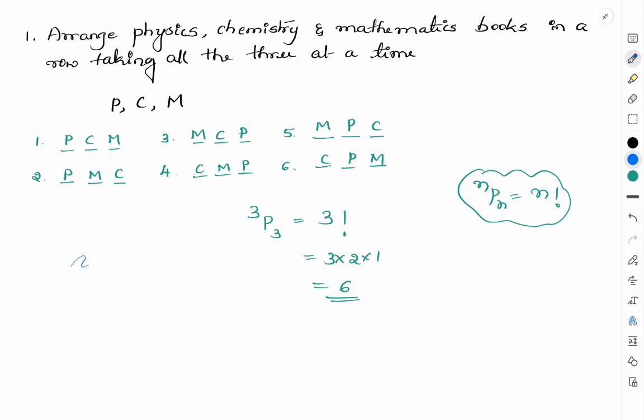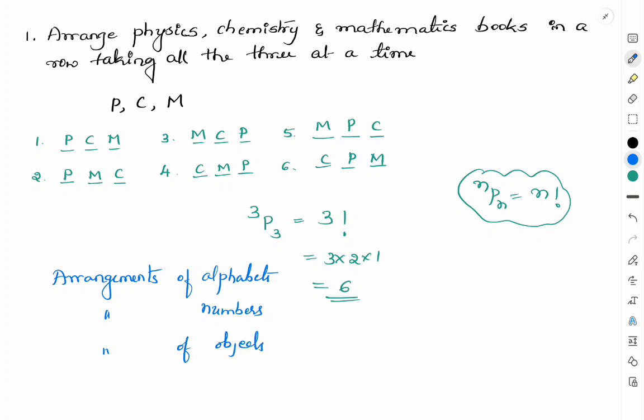Make a note here that whenever it is asked about arrangements, the question is related to permutations. It may be arrangements of alphabets or numbers, or it can be arrangement of objects, and even it may be arrangement of people, etc. In all the cases, wherever you come across the term arrangements, you should make it clear that it is related to permutation. Arrangement is nothing but it is related to permutation. Let's move into the next question.